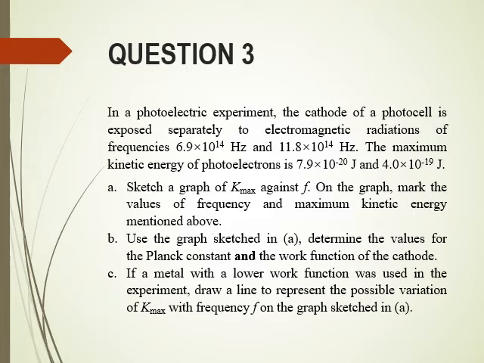Question B. Use the graph sketched in question A to determine the values of the Planck constant and the work function of the cathode. C. If a metal with a lower work function was used in the experiment, draw a line to represent the possible variation of K max with f on the graph sketched in question A.